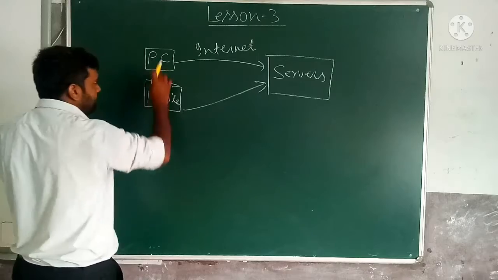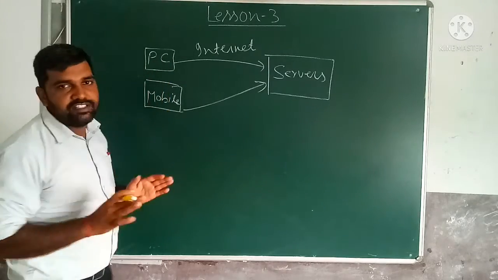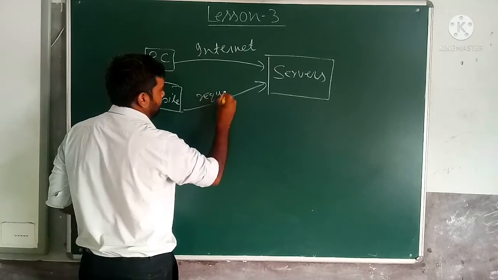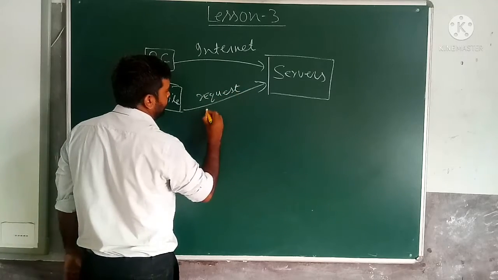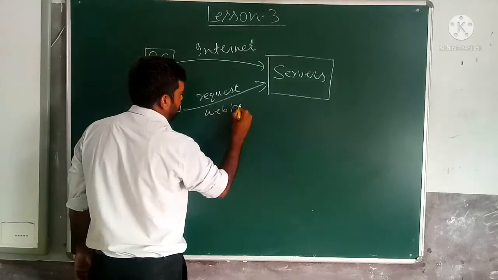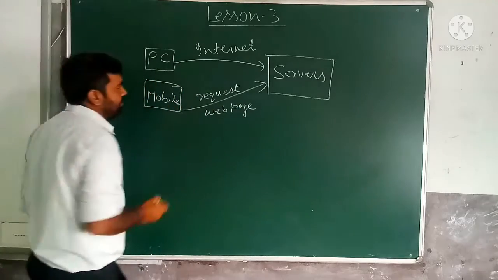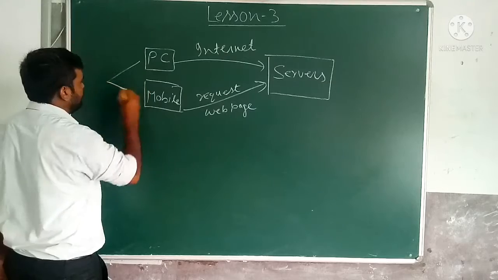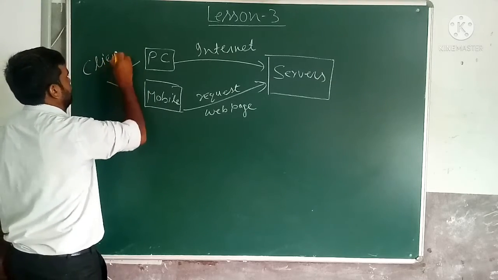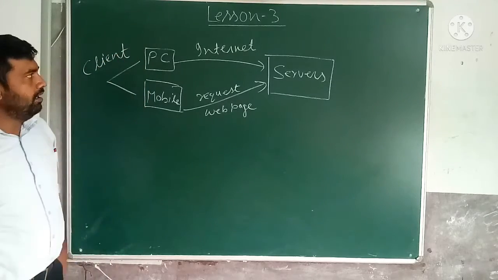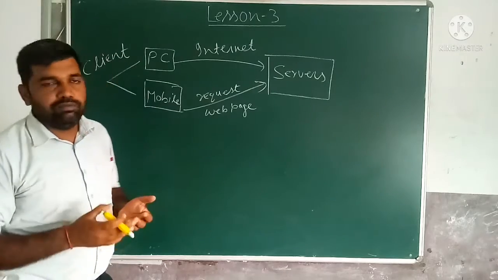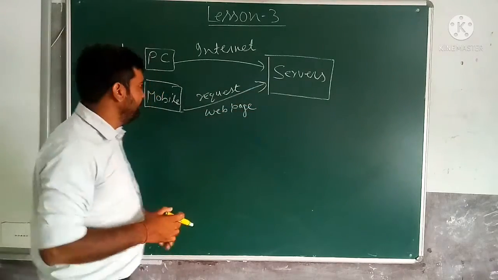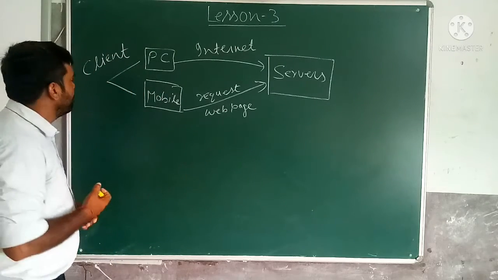So this personal computer or mobile, through which we are sending the request for the web page. The device which is sending the request for the web page to the server, both these devices are called clients. This is the client server model. So we can access the information from the web server with the help of the client server model. This is also called the client server architecture.